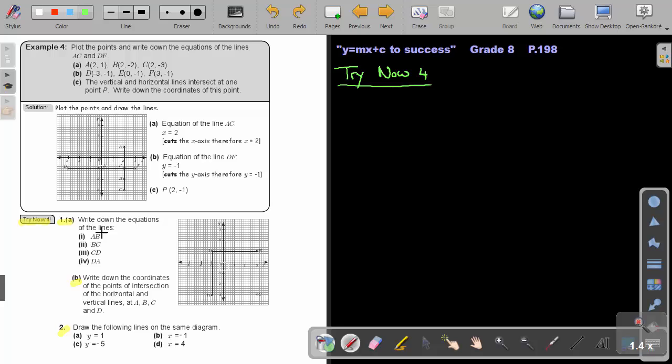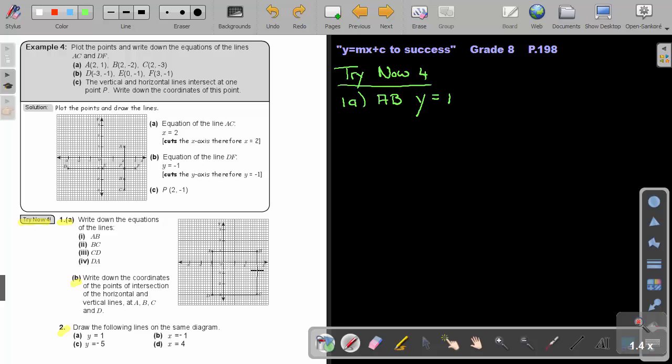Okay, write down the equations of the lines AB. So number 1, A. Now let's look, do you see there's AB, and it's cutting the y-axis at 1. So line AB will be y equals 1. Okay, let's look at BC.